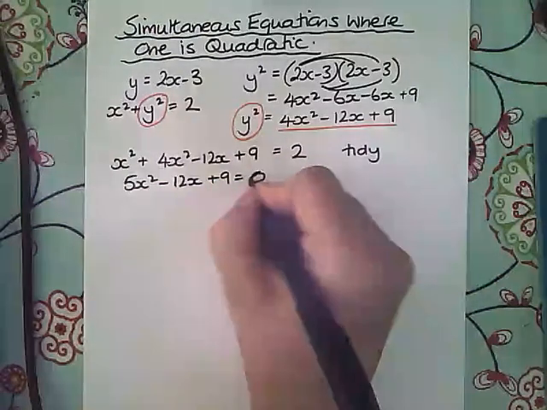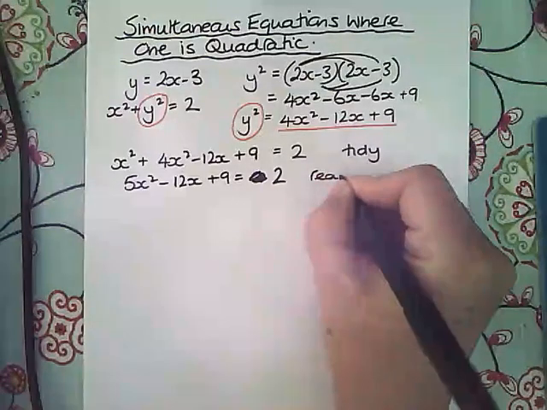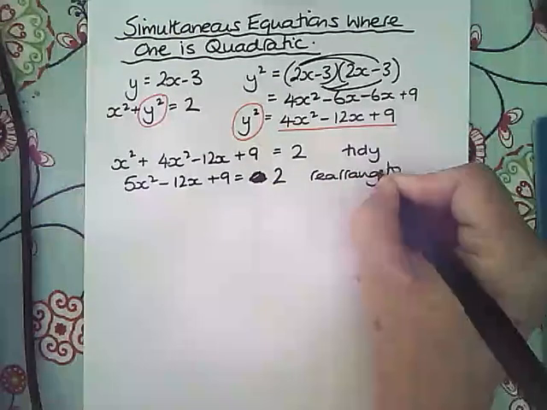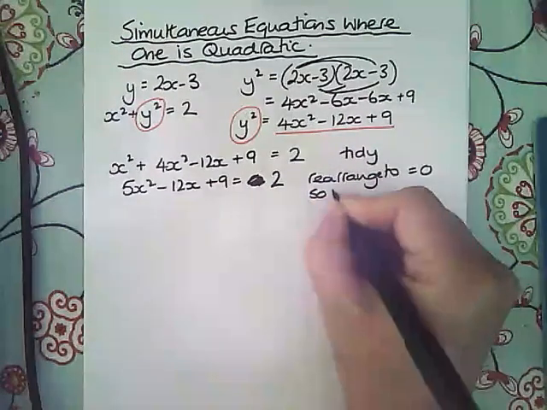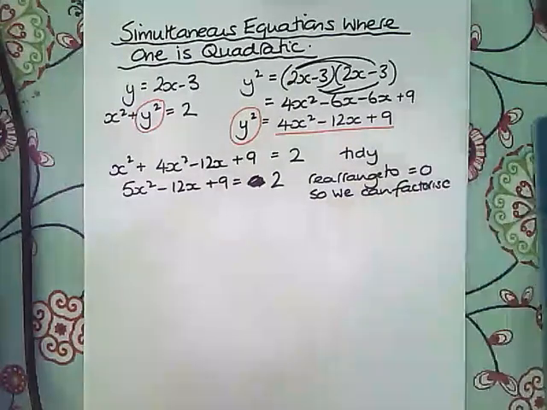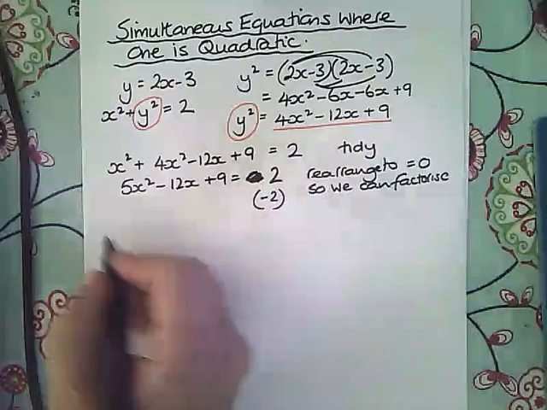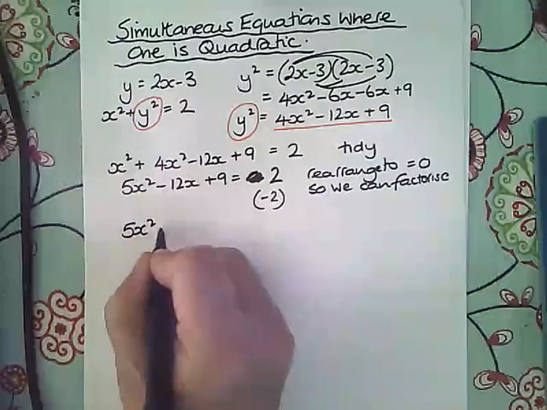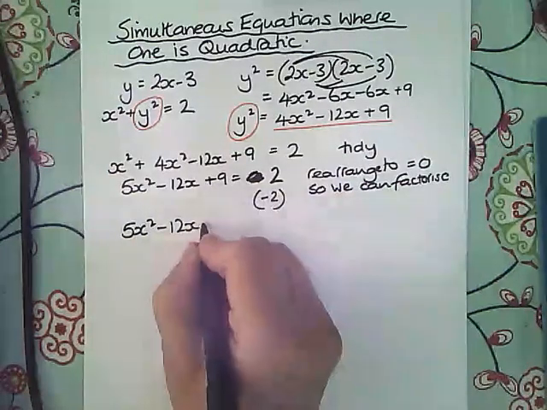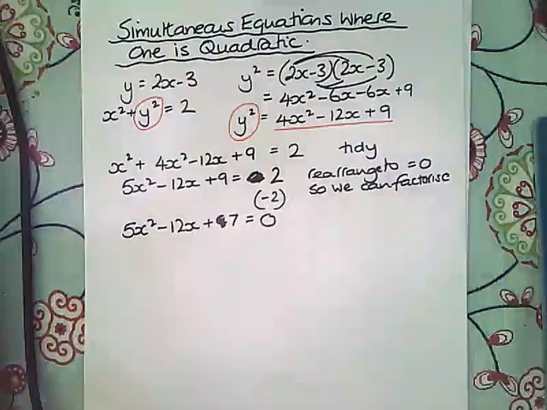Oops, sorry, I'm jumping ahead of myself there. Is equal to 2. And then we need to rearrange this so that it equals 0 because we can then factorize, and that's what I did by accident just then. So to get this equal to 0, we take 2 from both sides, leaving us with 5x squared minus 12x. 9 take away 2 is positive 7, and that is now equal to 0.